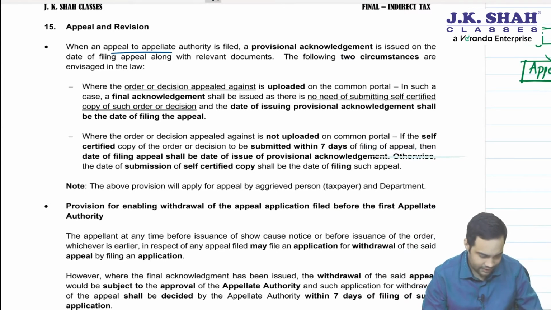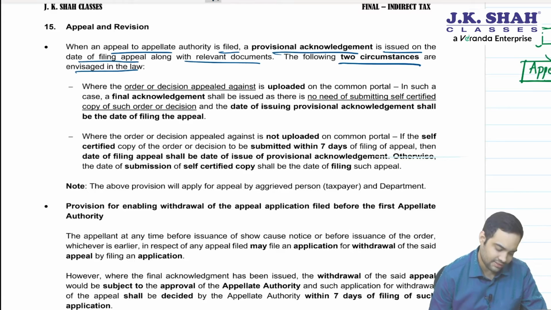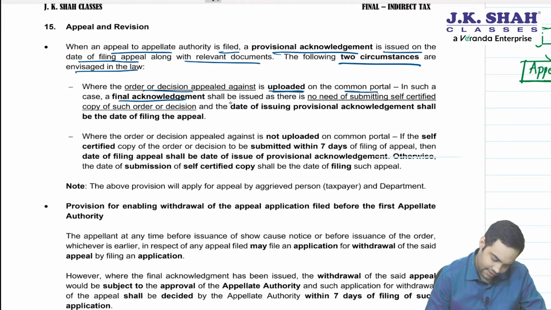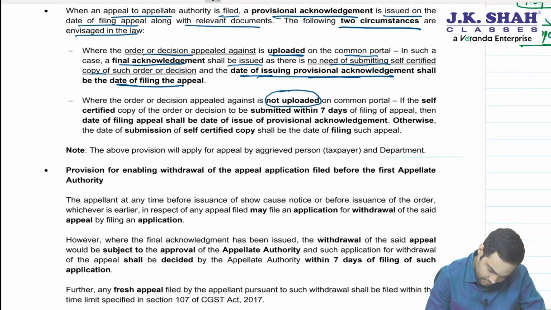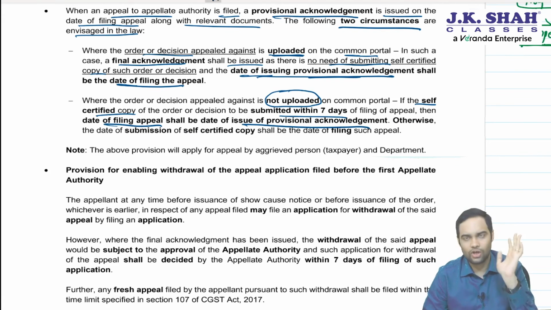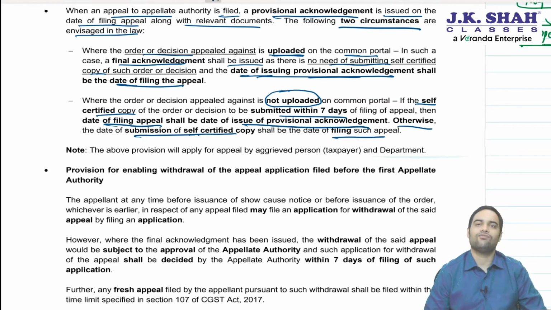When an appeal to appellate authority is filed, provisional acknowledgement is issued on the date of filing appeal along with relevant documents. Following two circumstances are given in the law. Where the order or decision appealed against is uploaded on the common portal, in such cases, final acknowledgement will be issued and there is no need to give a self-certified copy, and the date of issuing provisional acknowledgement will be the date of filing the appeal. If it is not uploaded, then you have to give a self-certified copy within 7 days. Date of filing appeal will be date of provisional acknowledgement. Otherwise, the date of submission of self-certified copy shall be the date of filing such appeal.